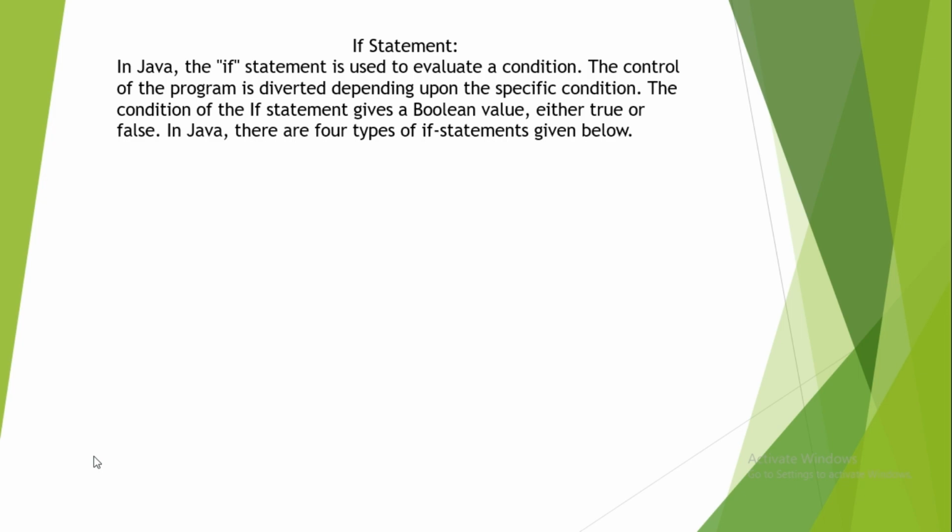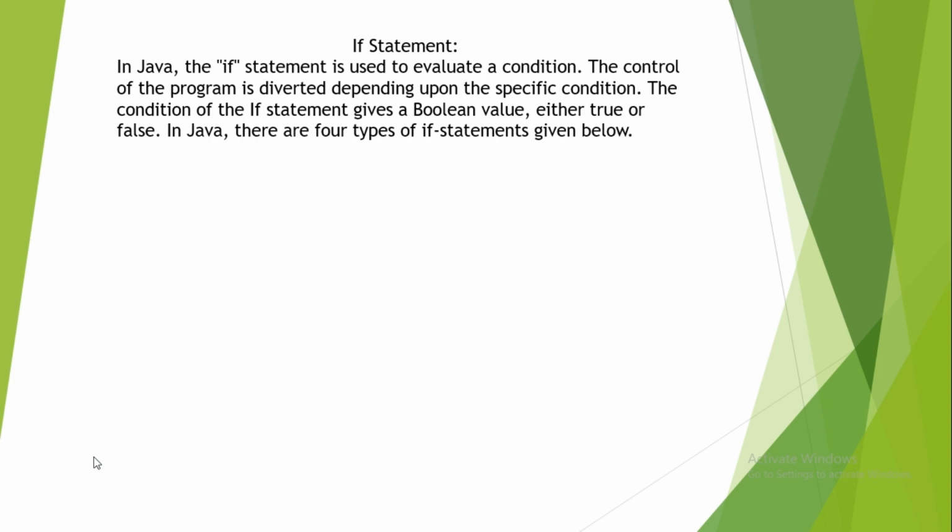What is the if statement? It is used to evaluate a condition. That means if a condition is satisfied, the statements you have given below the if statement will be executed. Based on this, the control of the program is diverted depending upon the specific condition. The condition of the if statement gives a boolean value, so we can use comparison operators. Either it can be true or false.